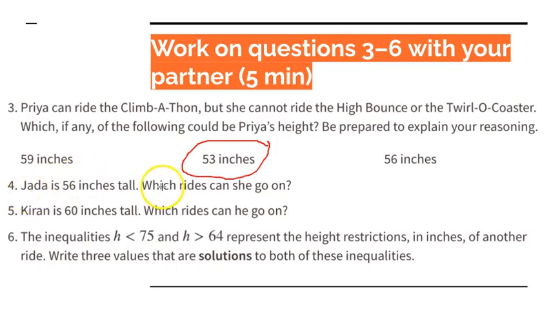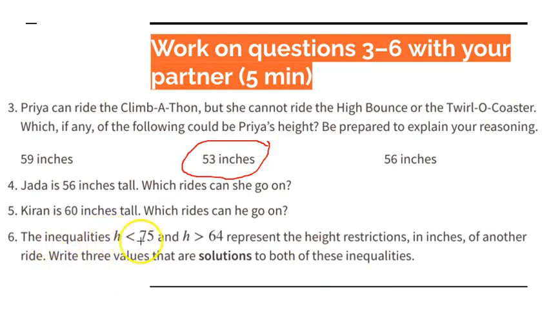Jade is 56 inches tall. Which ones can she ride? Yeah, so she can go on the climathon and the high bounce, because the high bounce has a 55-inch minimum. What about Kieran? Climathon's going to be a little bit difficult, because that's right at that maximum height. So Kieran actually could ride every one of them, but wouldn't be able to ride the climathon for long.